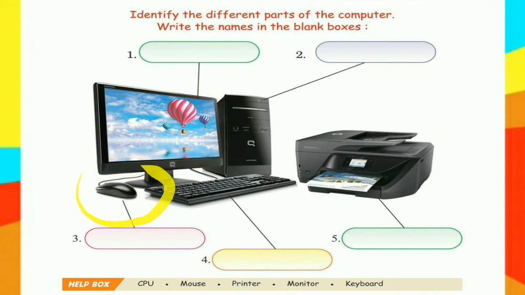Then here we find the mouse. We can tell the computer what to do. Then the keyboard. A keyboard is also an input device. We add information and type something. This is what we do with the help of a keyboard.